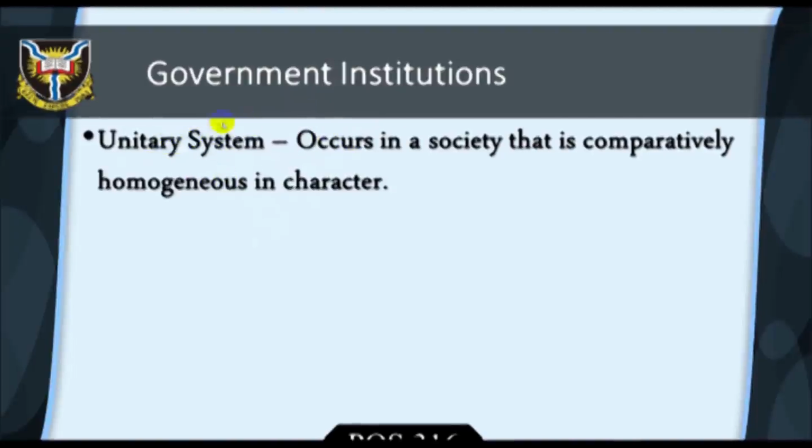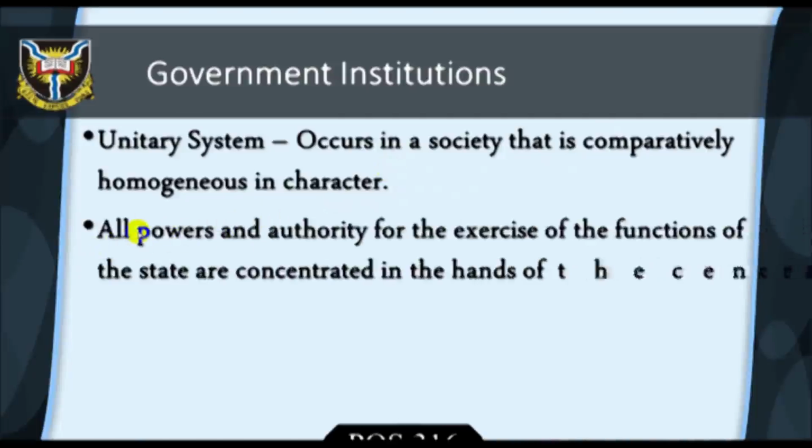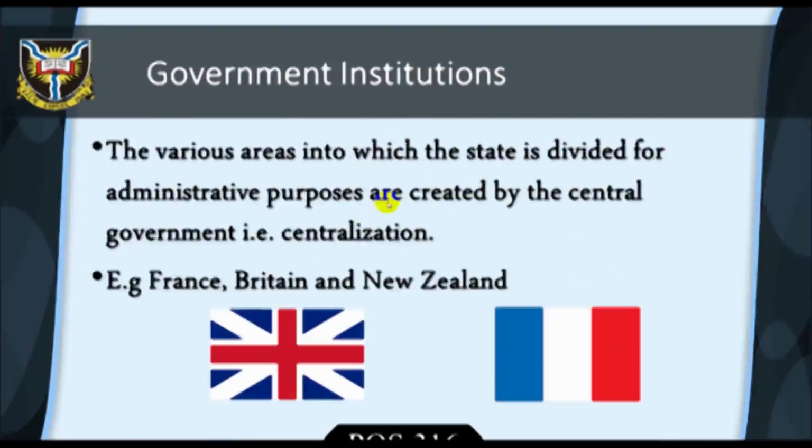Unitary system. This generally occurs in a society that is comparatively homogeneous in character. In essence, it means that there are no sharp linguistic, racial, or religious differences between sections of the population. All powers and authority for the exercise of the functions of the state are concentrated in the hands of the central government. The various areas into which the state is divided for administrative purposes are created by the central government, that is, centralization. However, the powers and boundaries can also be altered by the legislatures. France, Britain, and New Zealand are good examples of countries operating the unitary system.